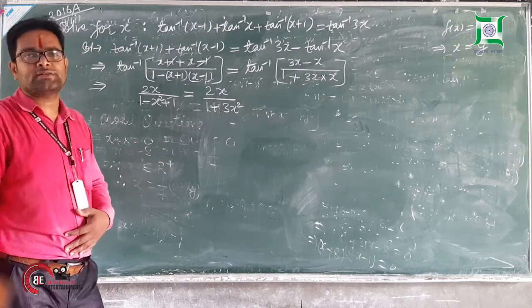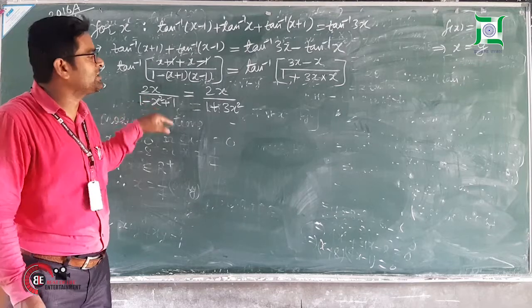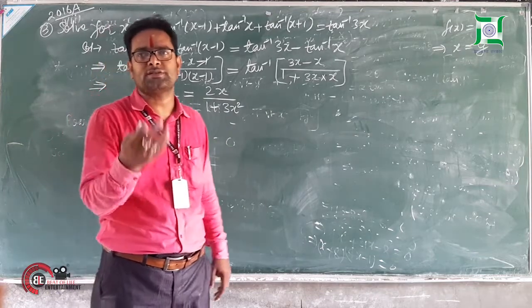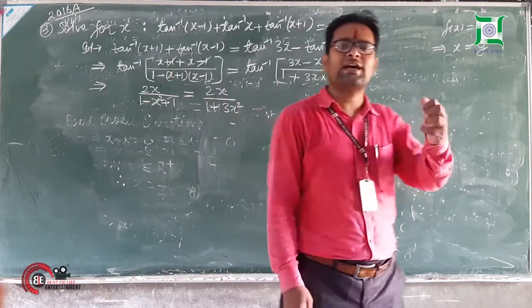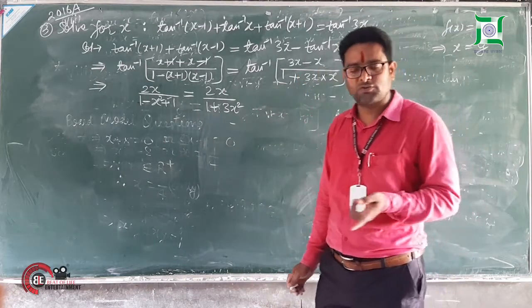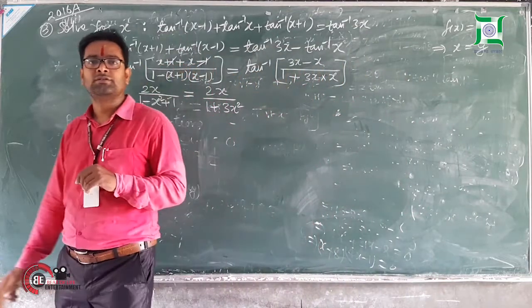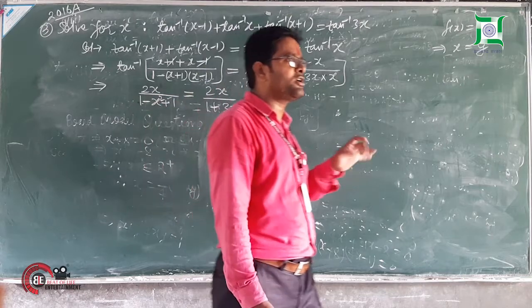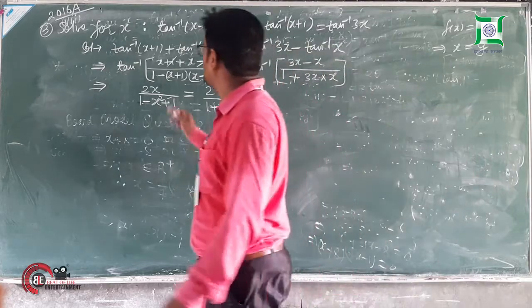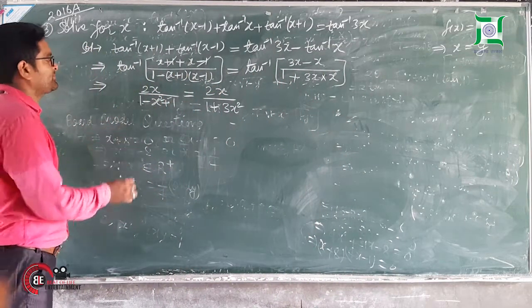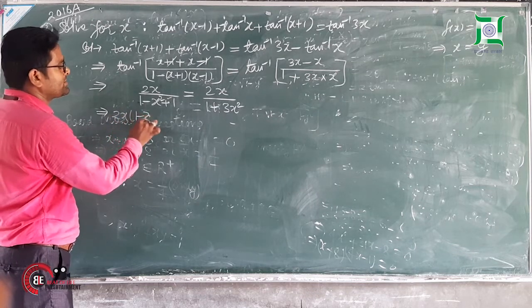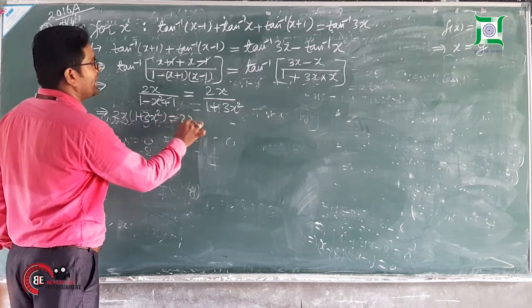Some students have this type of practice. Whatever they are getting here, they generally cancel it. Easily they are getting cancelled. Don't cancel them. It is my suggestion for you. Because whenever you cancel x, you lose one value of x, that is x equal to 0. If x is equal to 0, they cannot be cancelled, because 0 cannot be cancelled with 0. It makes it an indeterminate form. So do not cancel them. Just proceed.